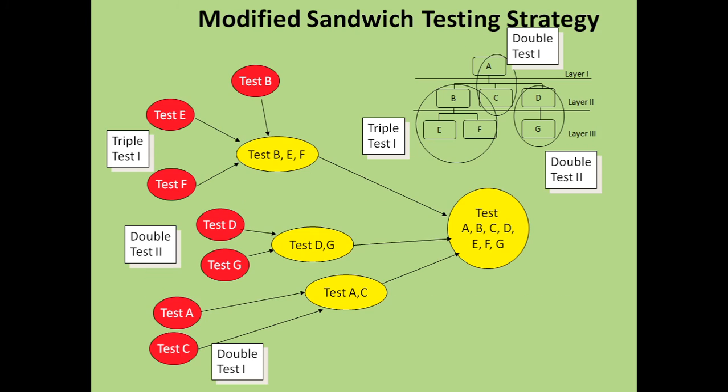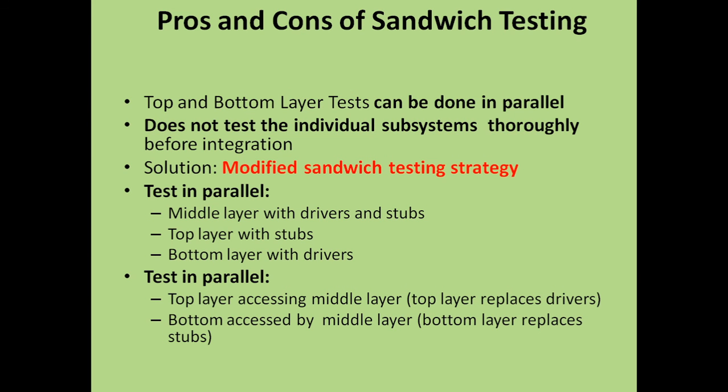So we come to a modified sandwich strategy. Besides that, let us look at the pros and cons of sandwich testing. Because of the non-thoroughness of the procedure, we go for a modified sandwich testing strategy, in which the middle layer is the one with drivers and stubs, top layer with stubs, and bottom layer with drivers. All these are tested in parallel, because the middle layer has drivers and stubs to call it, the top layer has stubs, and the bottom layer has drivers.